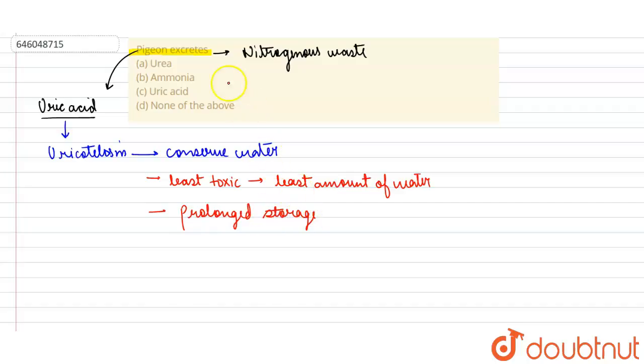So we can say that the pigeon, as it excretes uric acid, option C is correct. It does not excrete ammonia, it does not excrete urea. So option C, uric acid, is the correct option.